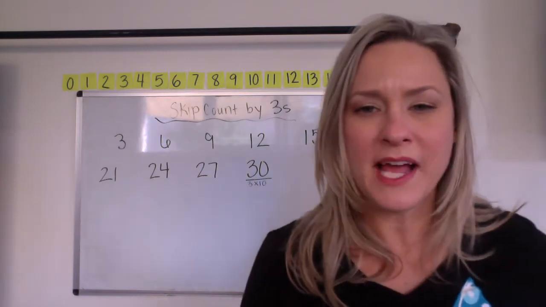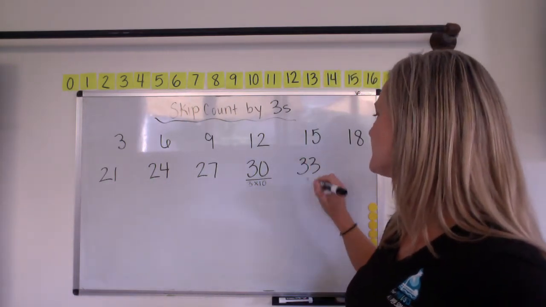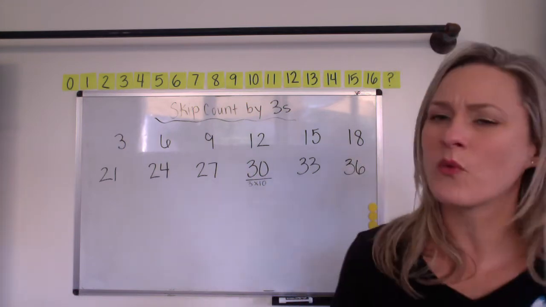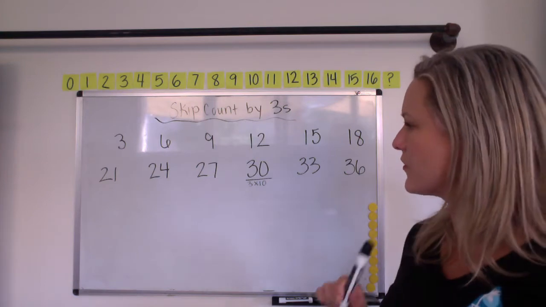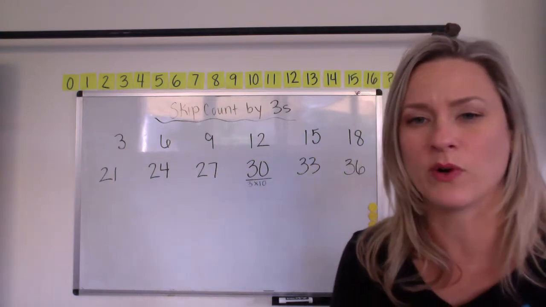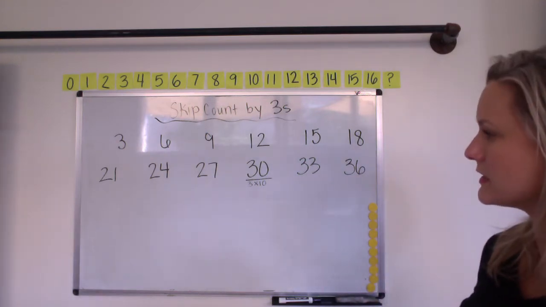So what would come next? After 30 would be 33, then 36. Let's stop right there. What kind of patterns are you seeing? Do you notice or wonder anything? Everybody can kind of hit pause and see, what do you notice and what do you wonder about our count here by 3s?